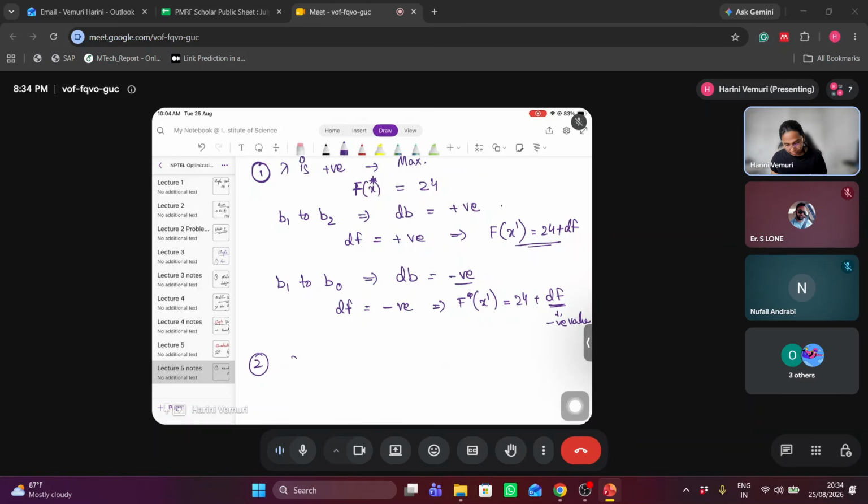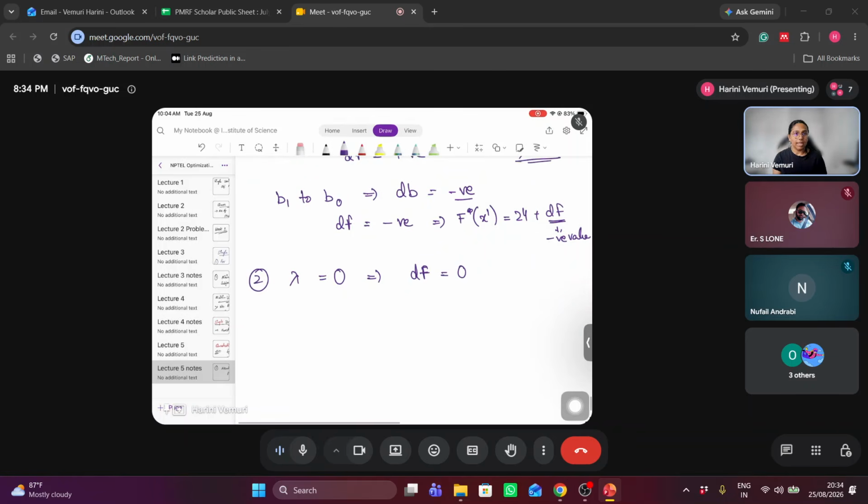But if lambda equal to 0, then what is happening? df is equal to 0. So if there is any change in the constant, there is no effect on the objective function when lambda is 0. Similarly, we will have two conditions when lambda is negative. Okay. Is this concept clear? What is happening?